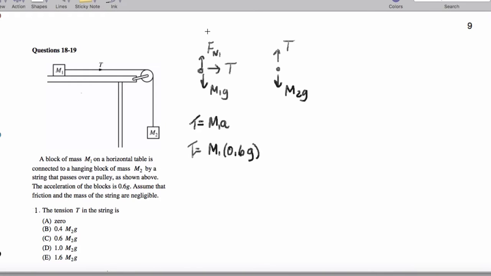And of course, there is the y equation that the normal force equals the weight. I know that. It's true. It's just not useful in this situation here.